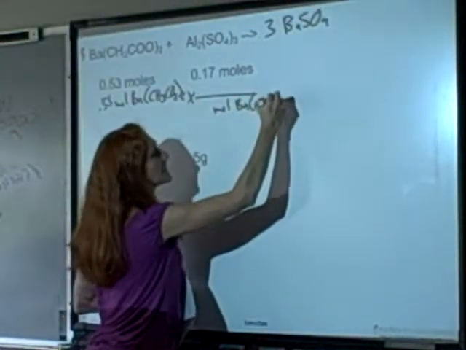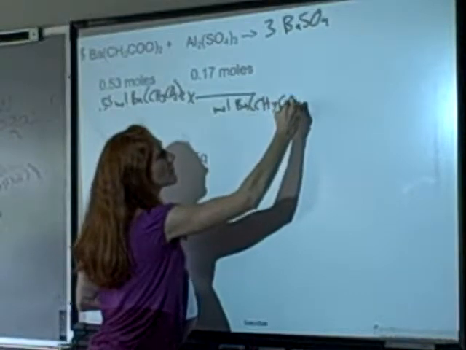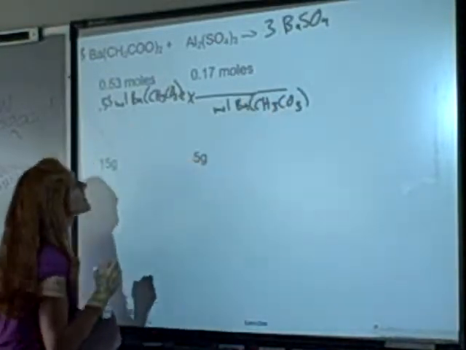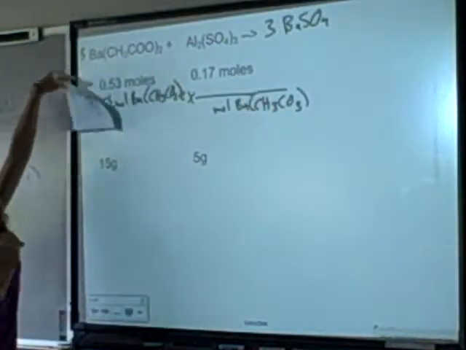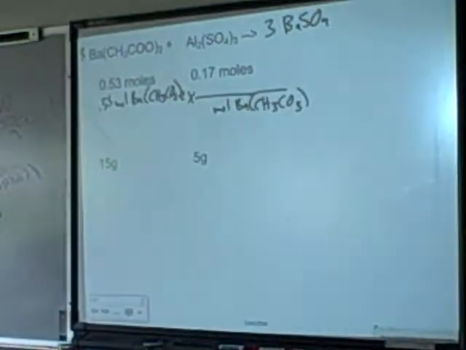And then I can say for every 3 moles of this, I'm going to make 3 moles of the barium sulfate.